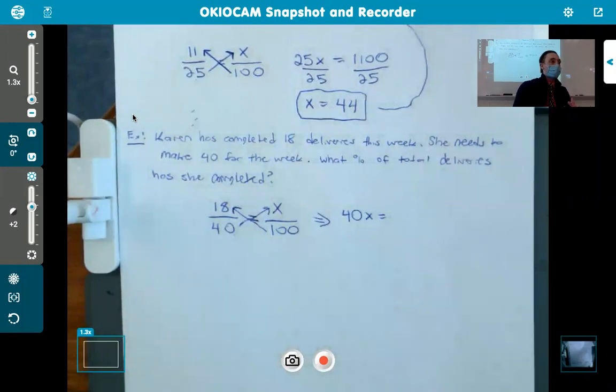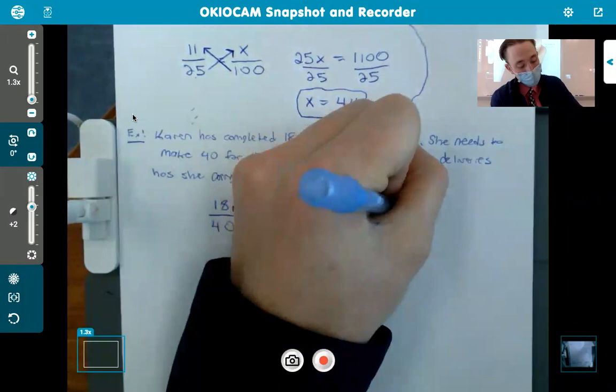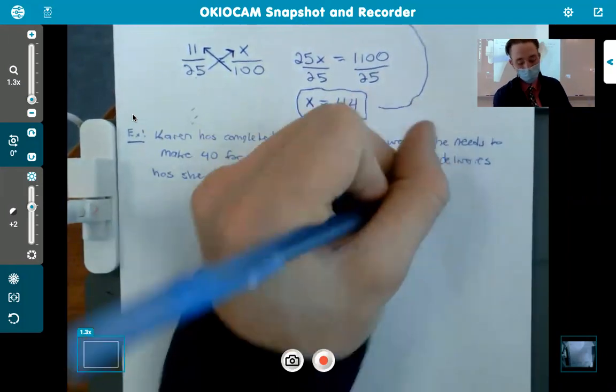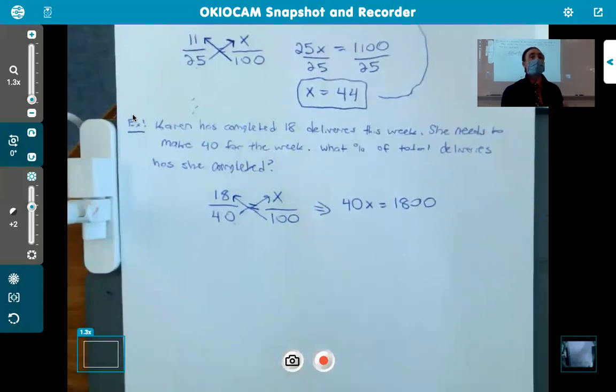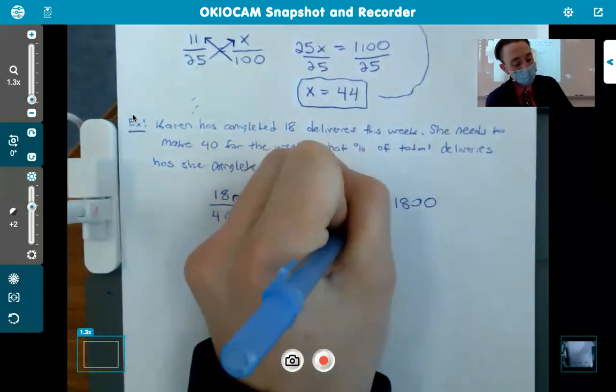Using a calculator, or if you're good with some mental math, what's 18 times 100? What's that? 1,800. How do I get x by itself? Well, divide by 40 on both sides. Good.